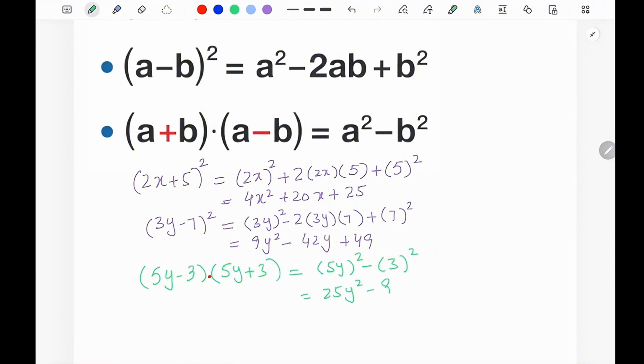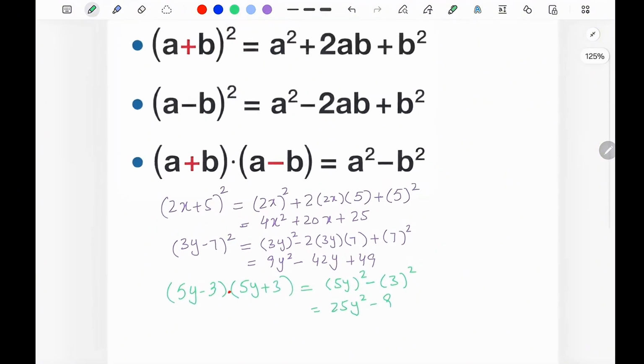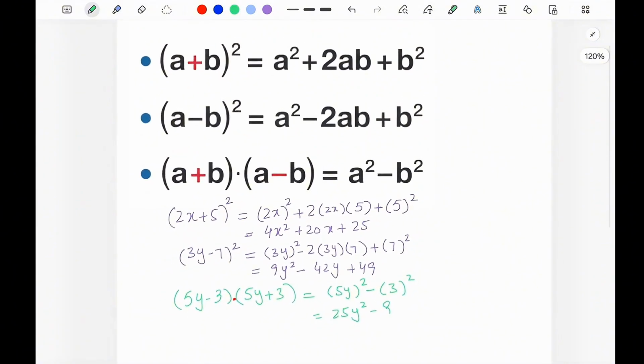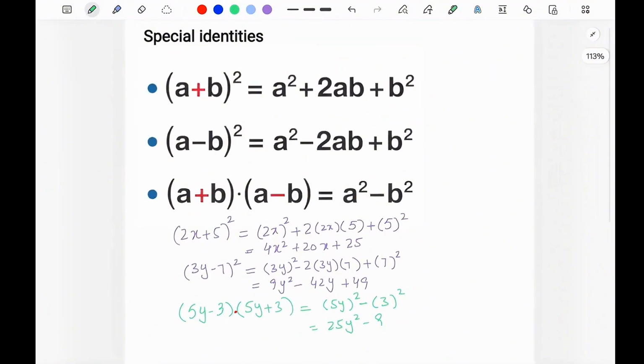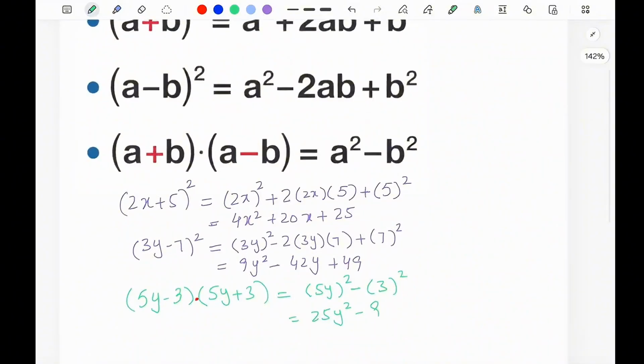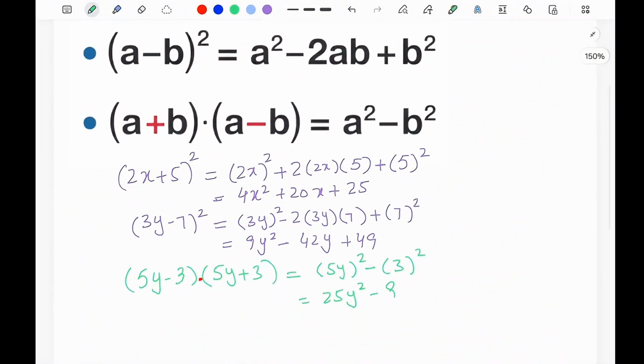So it is simplified. This is the application of these three special identities or special products, which are very commonly used in examinations, and in all exams it is asked in different quizzes. So practice all these products, special identities, for better understanding.